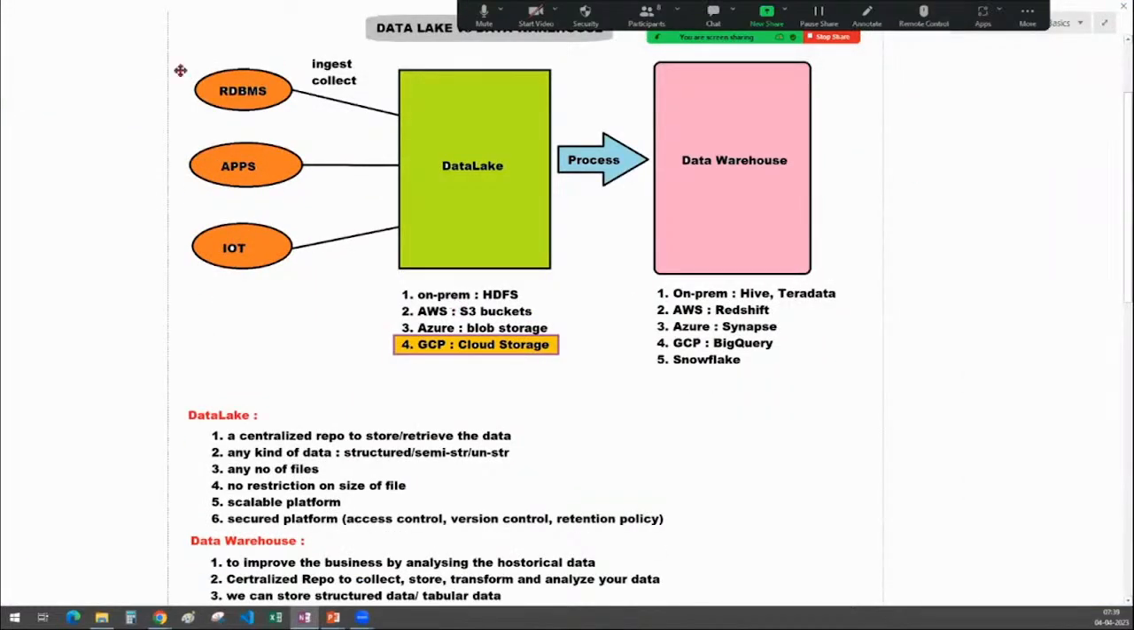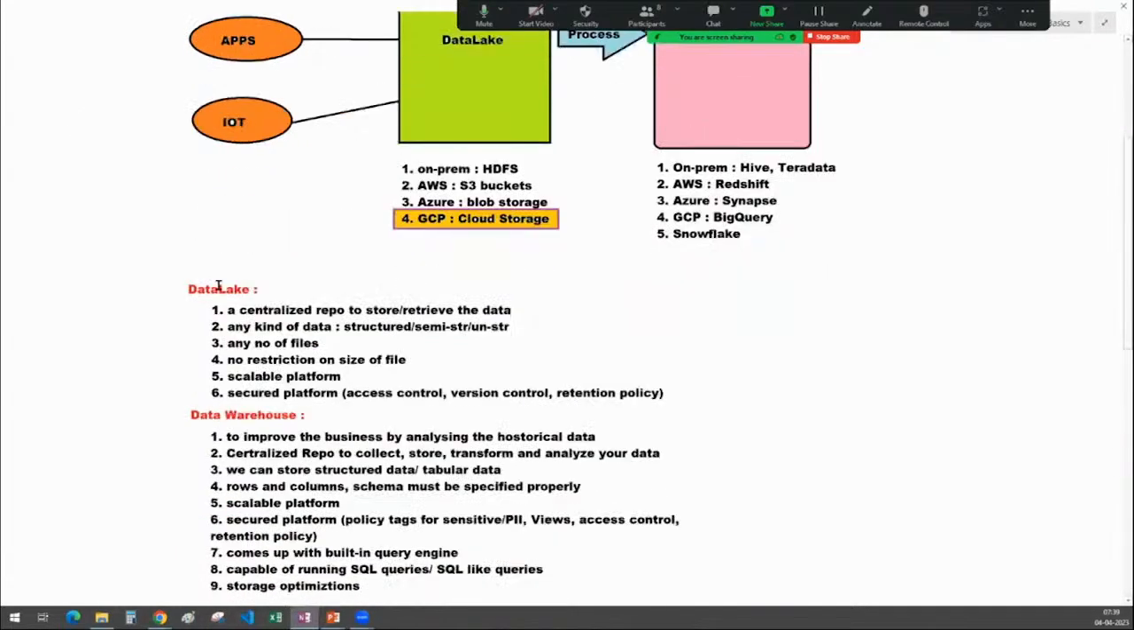Usually you get data from multiple data sources. So the data lake should be able to store any amount of data that is coming from multiple data sources, and it should not restrict any data format. It should allow any data format and any amount of data to be stored, and it should be a scalable platform and also a secured platform. So that is what a data lake is.